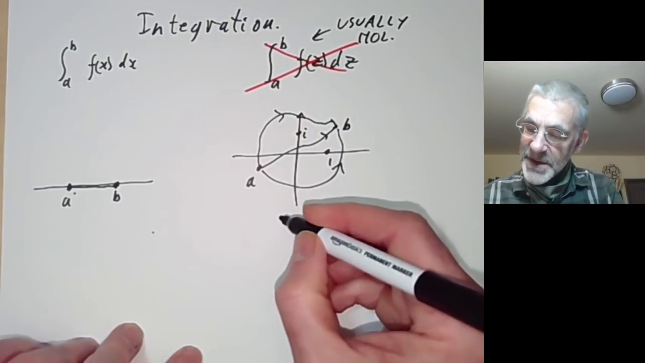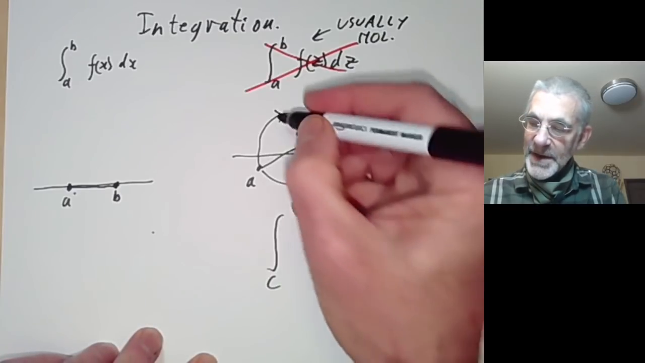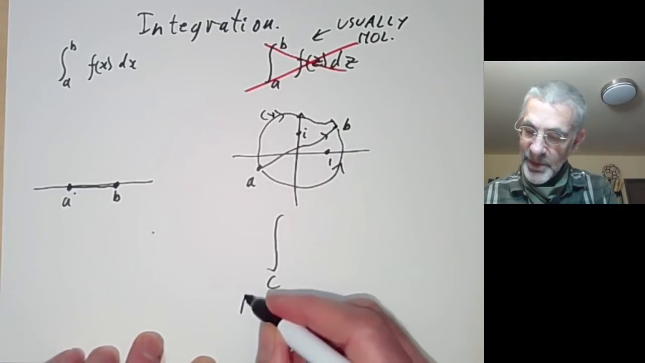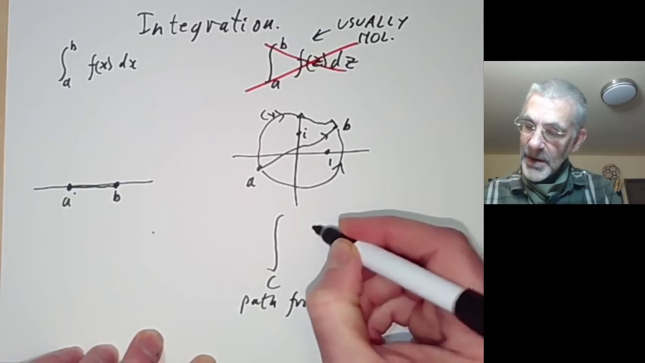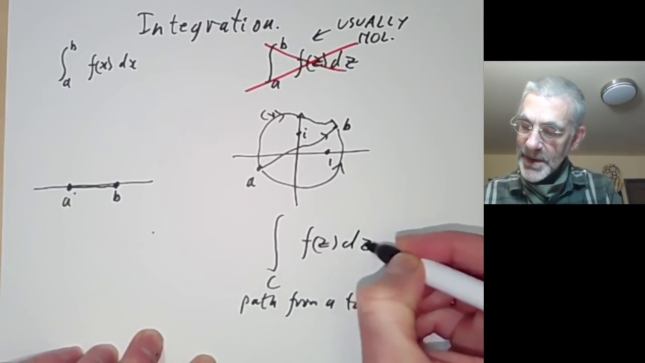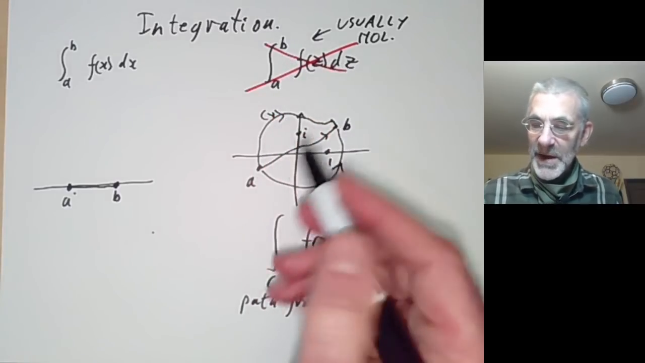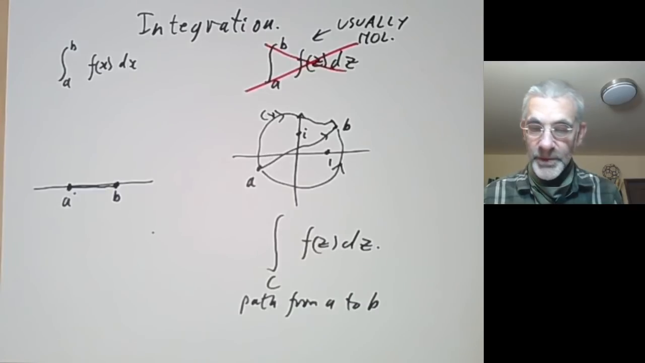What we have to do instead is define the integral along a path c from A to B. So c might be a path here. So the integral along c, a path from A to B, of f of z dz. So that's the first change we need to make for complex integrals. We need to integrate along paths rather than just integrate between 2 points.